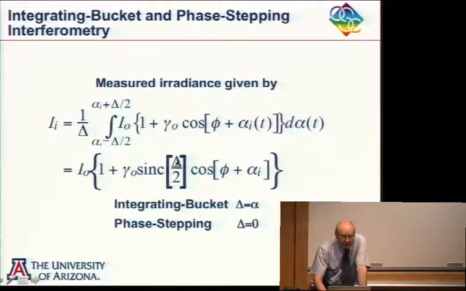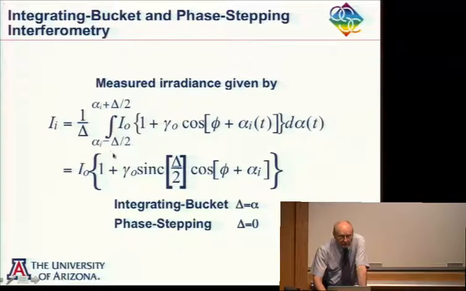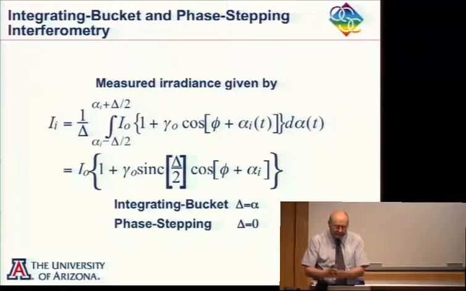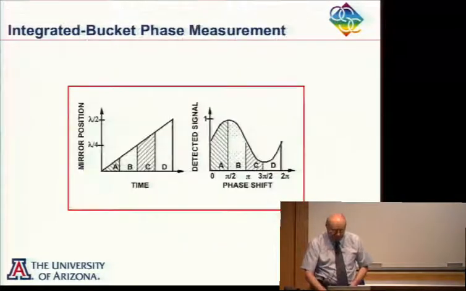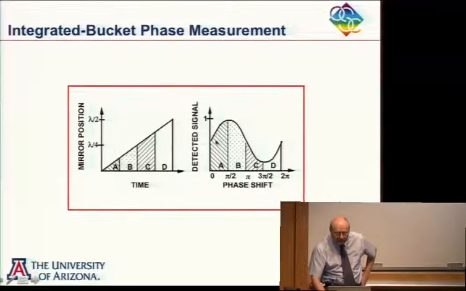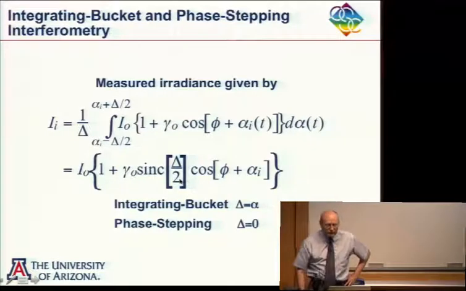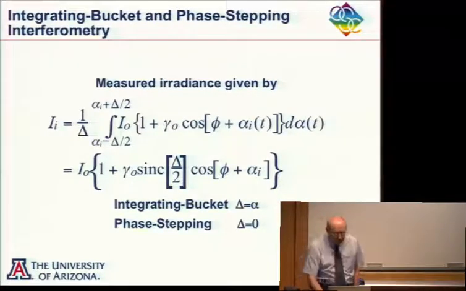And it's reduced by a sinc function here. It's a sinc of delta over 2, where delta is how much the phase is changing by while I'm integrating the intensity. So if I'm integrating the intensity as the phase difference changes by 90 degrees, pi over 2, what this is here is a sinc of pi over 2 divided by 2, or the sinc of pi over 4.